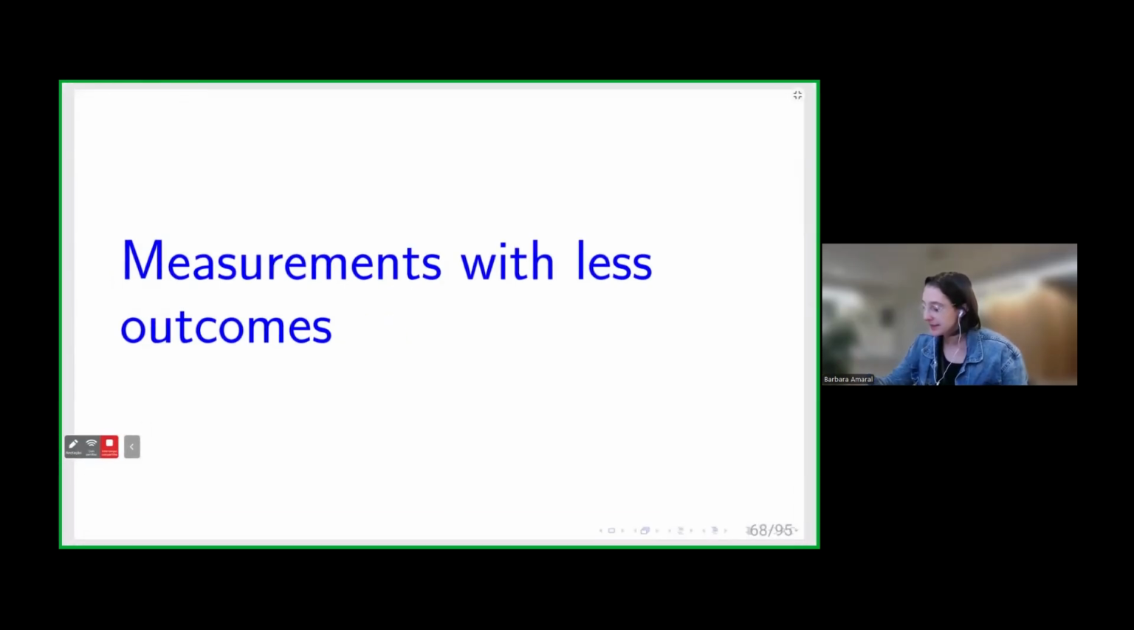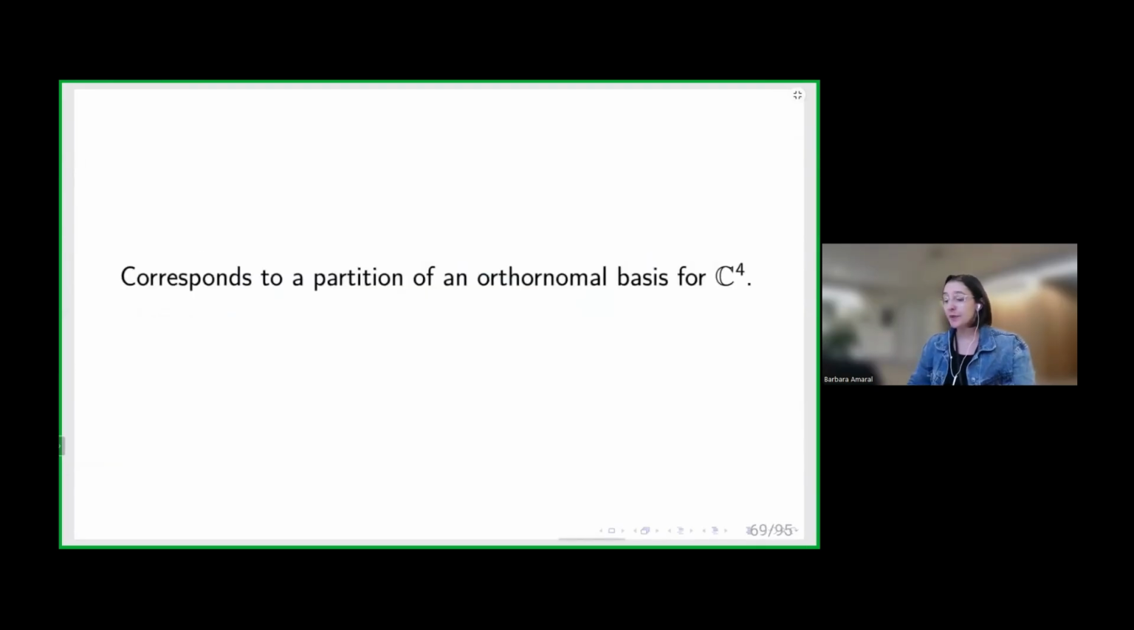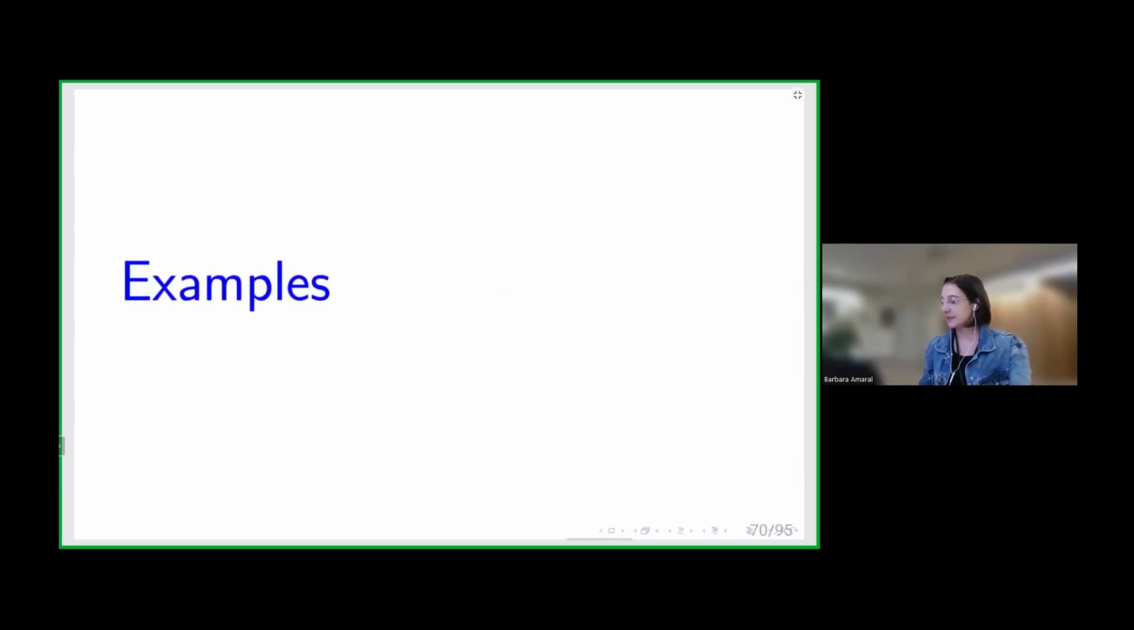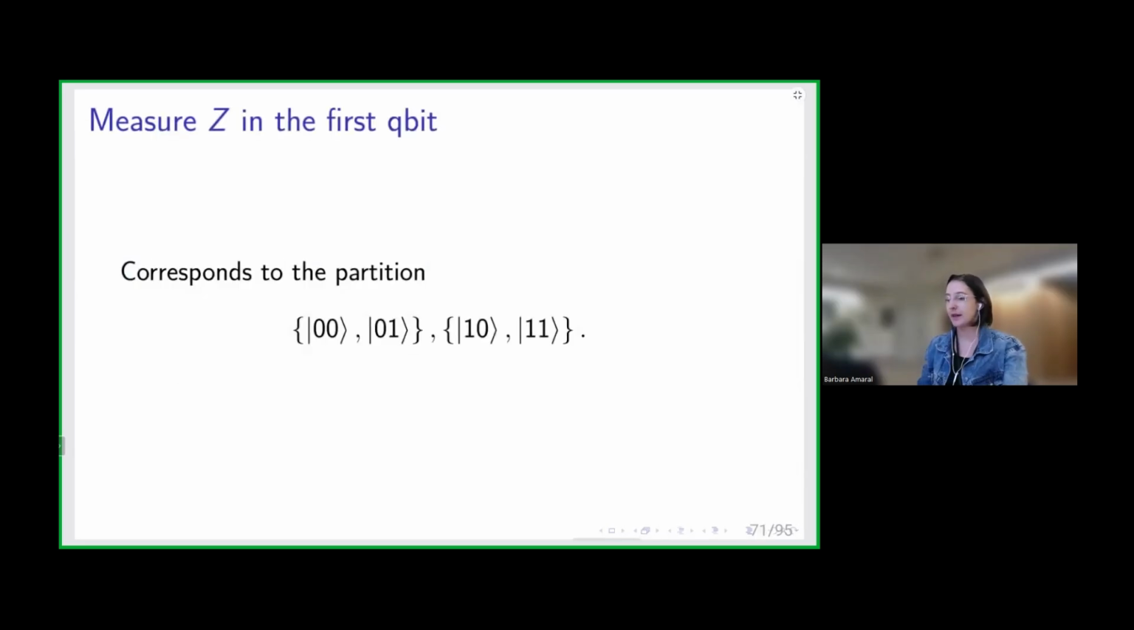And those are the measurements that have degeneracy, as we already mentioned. Now that we have more than two dimensions, it is possible to have degeneracy, and we have to take that into account. So now we are not actually talking about a basis, but a partition of an orthonormal basis, or eigenspaces of more than one dimension. So let's see some examples.